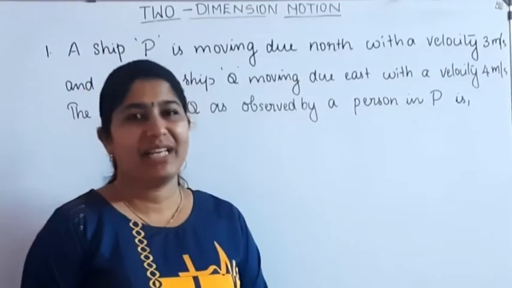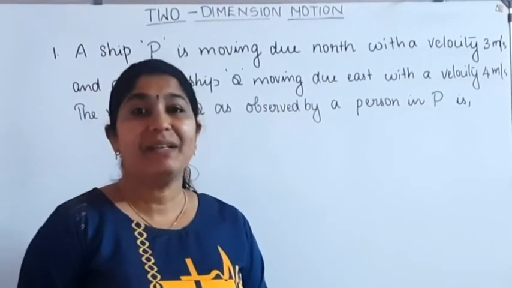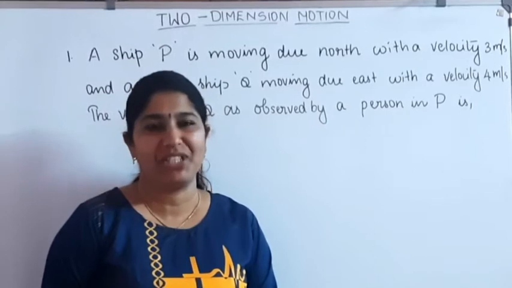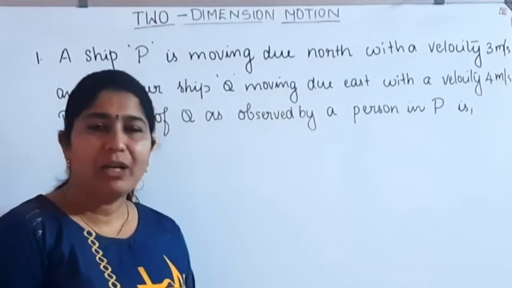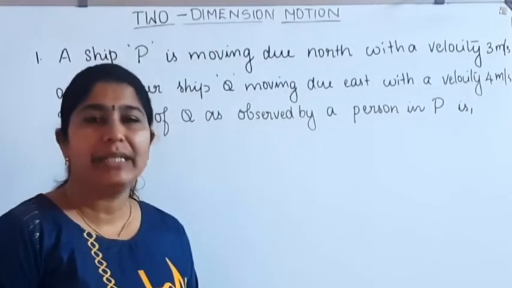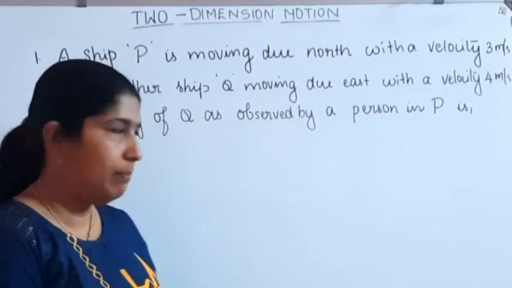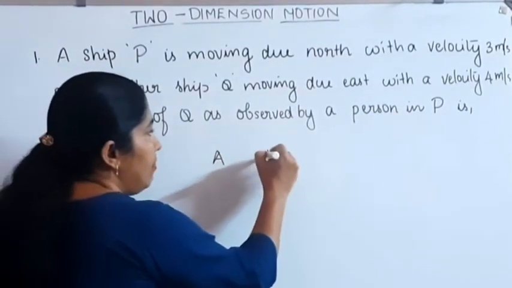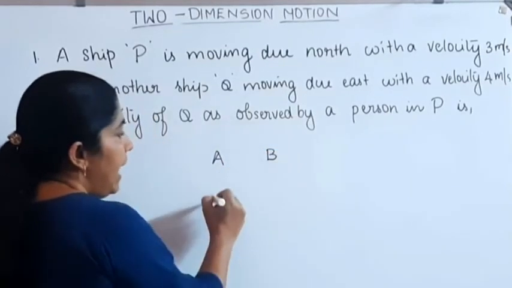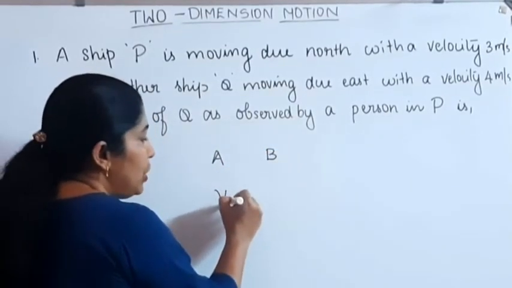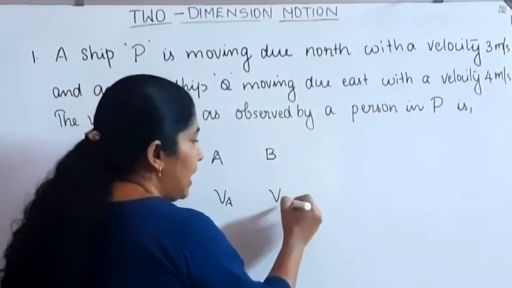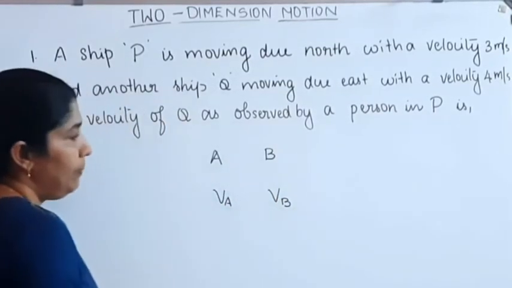Hi students, welcome back. Today we are discussing certain problems related to relative velocity in two dimension. To explain relative velocity in two dimension, we want to consider two bodies A and B. VA be the velocity of the body A and VB be the velocity of the second body B.